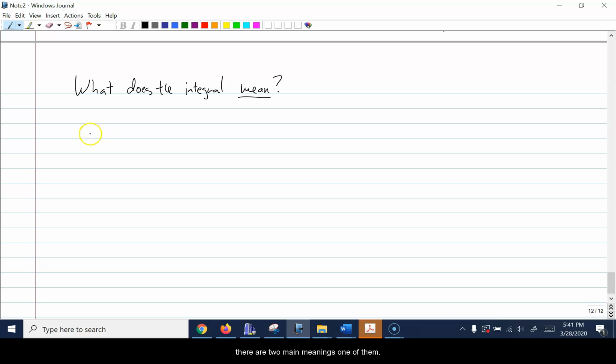Actually, before we do another example, we should talk about what the integral means. We talked about how to compute it. We want to ask ourselves, what does the integral mean? And there are two main meanings.